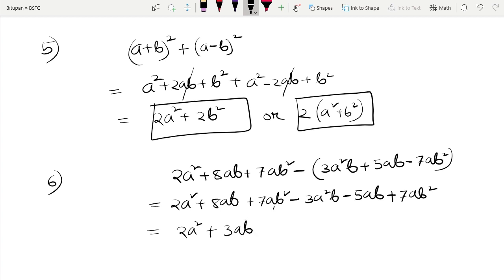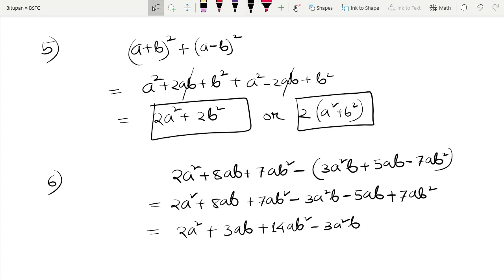उसके बाद 7ab square और ये 3a square b ये दोनों सेम नहीं है. If you consider them to be same तो गलत हो जाएगा because यहाँ पे b के ऊपर स्क्वायर है और यहाँ पे a के ऊपर स्क्वायर है, तो दोनों अलग है. लेकिन 7ab square 7ab square ये दोनों सेम है. 7 और 7 प्लस करने से 14 होगा, तो 14ab square. बाकी जो 3a square b था ये रह जाएगा ऐसे. So this is the answer. This is how you should subtract.